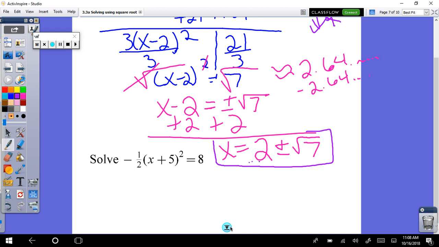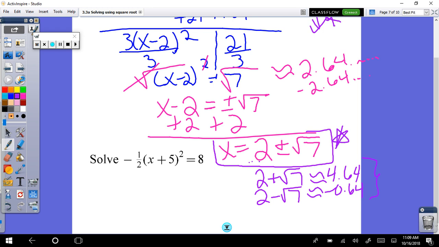Just so you better understand that, though, 2 plus the square root of 7 is approximately 2 plus 2.64, so 4.64. And 2 minus the square root of 7, well, approximately, that's going to be 2 minus 2.64, so negative 0.64. So these are the decimals. Sometimes it's easier to understand. This is how we want to write the exact answer in Algebra 2, 2 plus or minus the square root of 7.